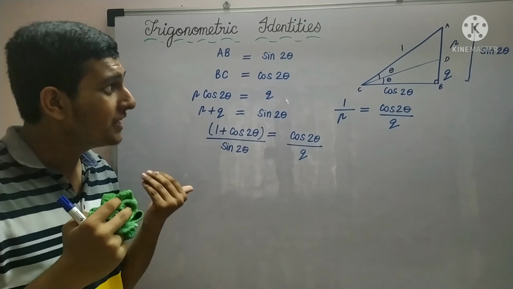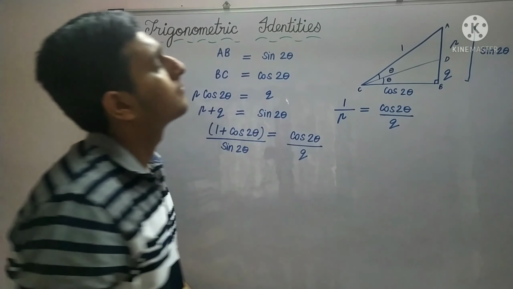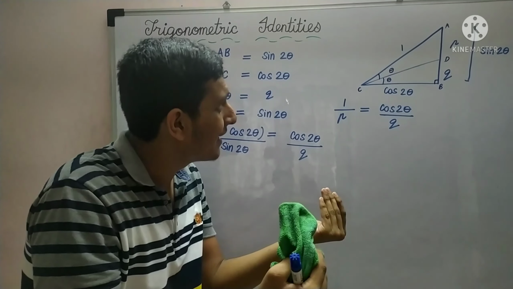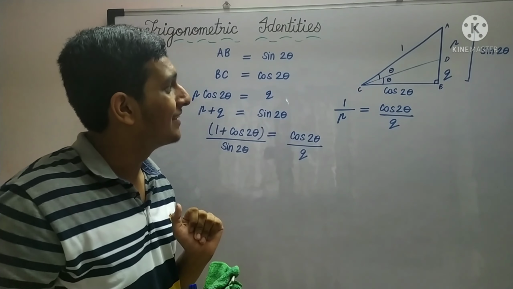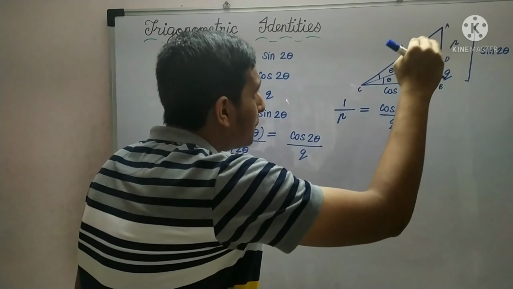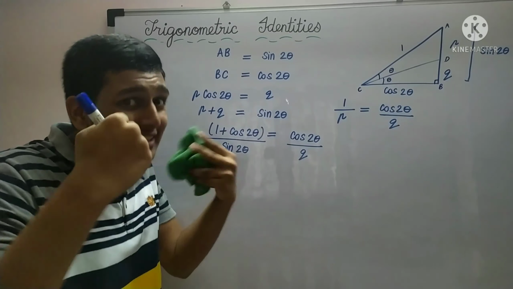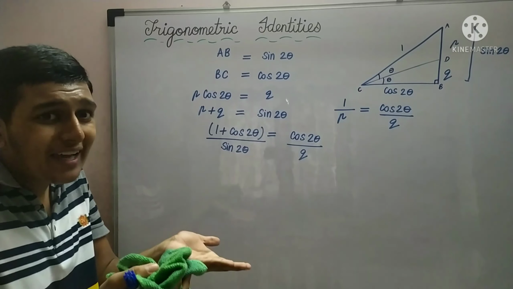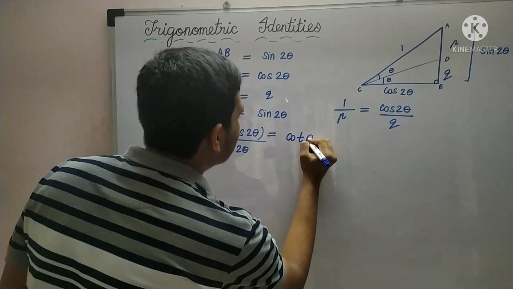If you observe carefully, you will notice that in the right angle triangle DBC, Q with respect to theta is the perpendicular of the triangle and cos 2 theta with respect to theta is the base of that triangle. By definition of cot theta, base upon perpendicular is cot theta. That is, cos 2 theta upon Q is equal to cot theta. And this is exactly 1 plus cos 2 theta by sin 2 theta. I think you are getting the feeling of accomplishment.